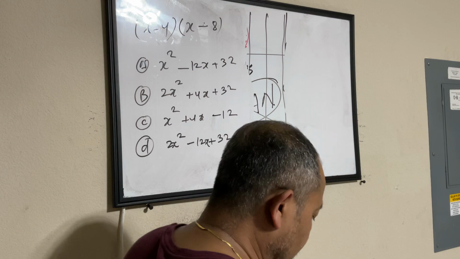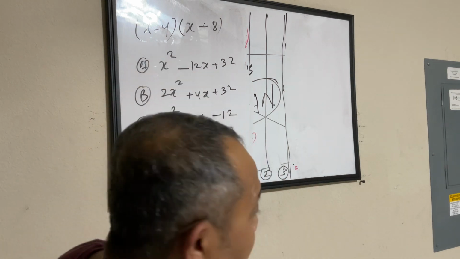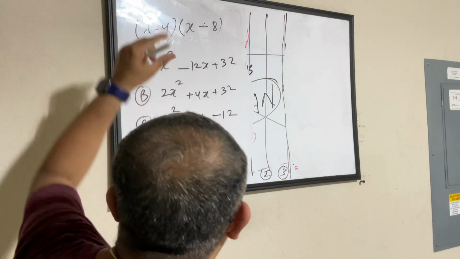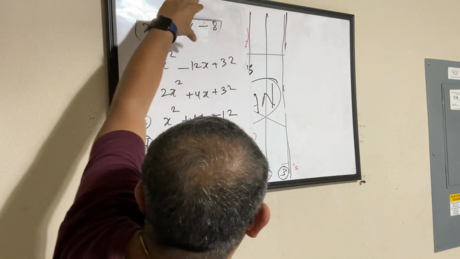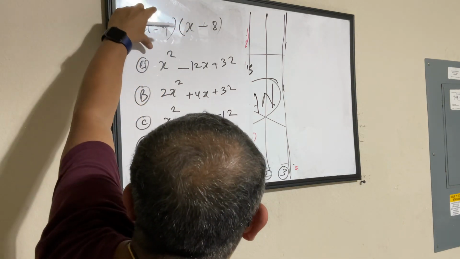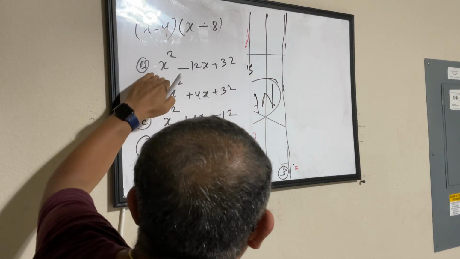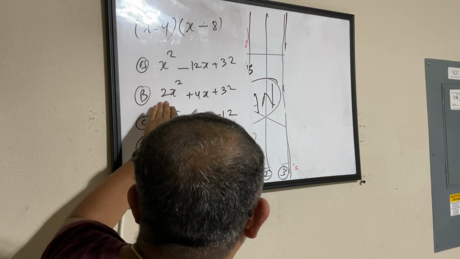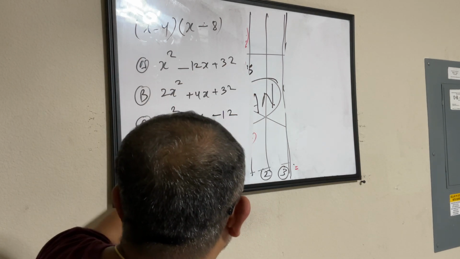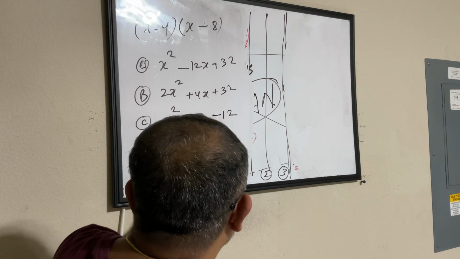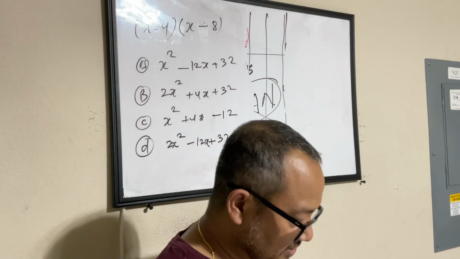Okay. So the polynomials that we are trying to multiply are x minus 4 into x minus 8. And there are the four options we have. A is x square minus 12x plus 32, B is 2x square plus 4x plus 32, C is x square plus 4x minus 12, D is 2x square minus 12x plus 32. Now these are the four options.